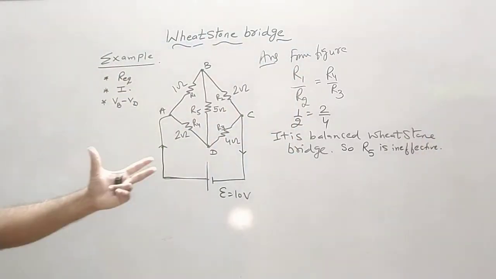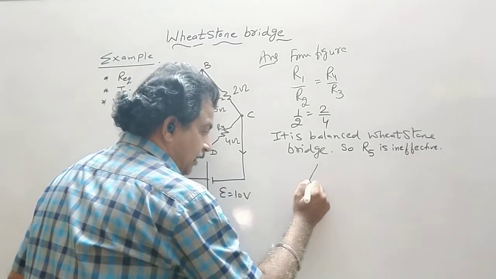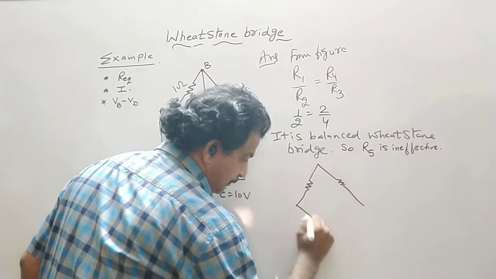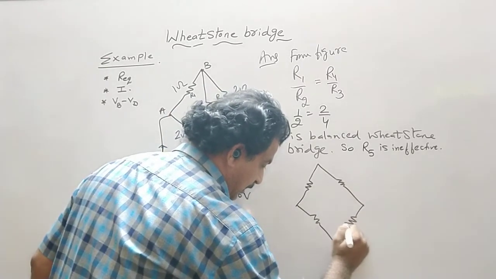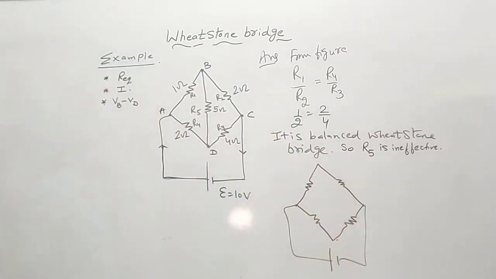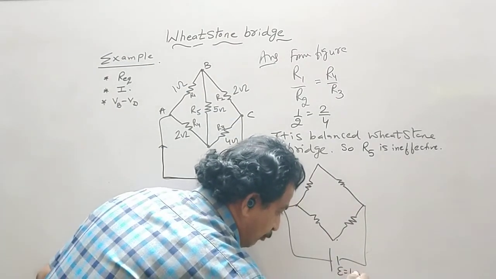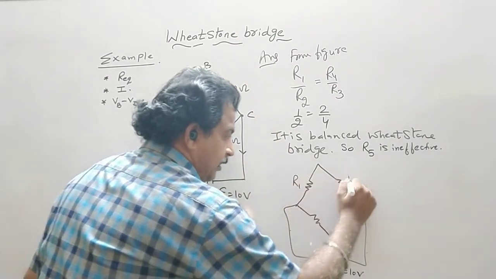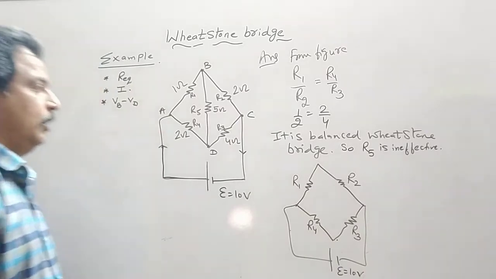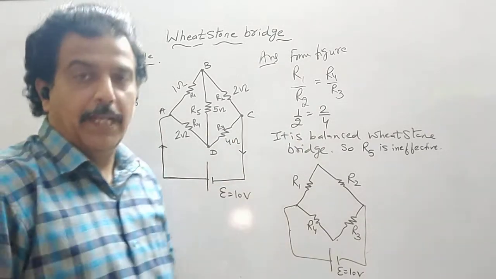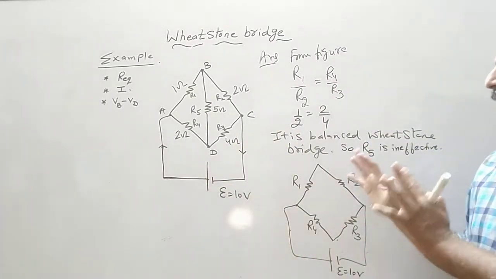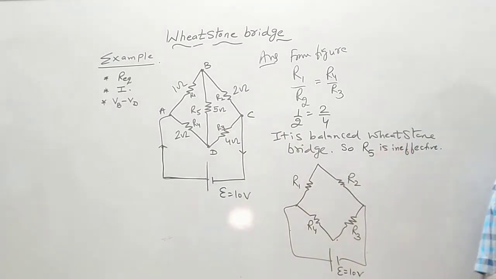Now we redraw the diagram where we remove this fifth resistance, and now we will do the distribution. So now the battery or the cell is of 10 volt. This is R1, R2, R3 and R4. So first you check whether it is balanced or not. If it is balanced, then this is the equivalent diagram.